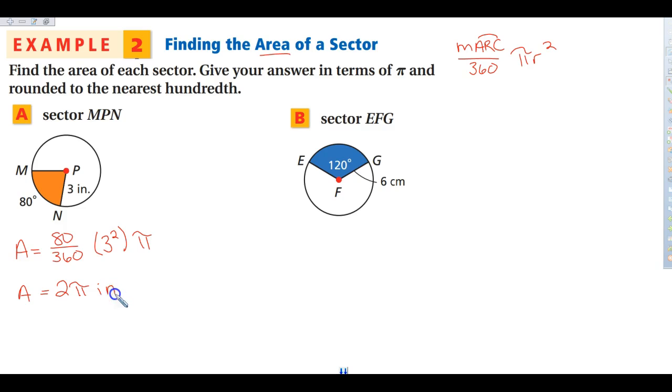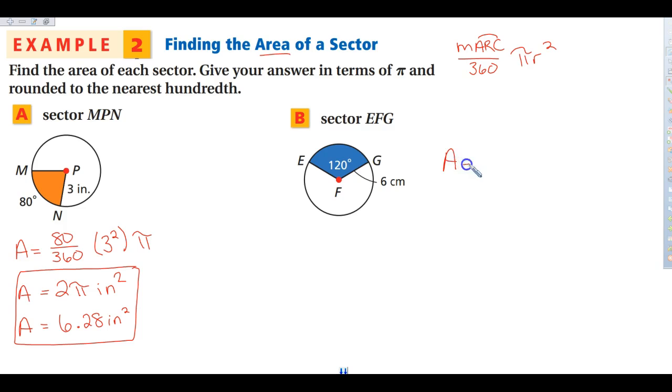Now, we are in area, so it is inches squared. Then we're going to put 2 times pi in our calculator, so we get this to the nearest hundredth as well. And this is going to be 6.28 inches squared. So those are my two answers.